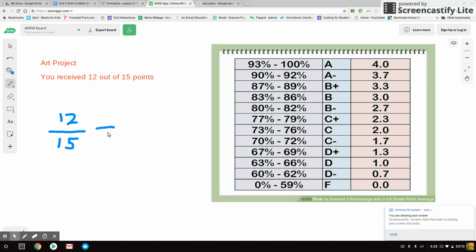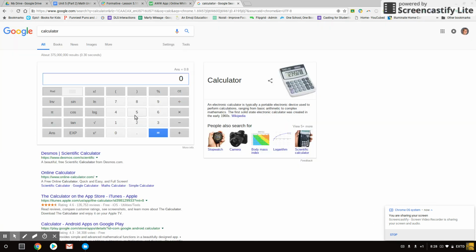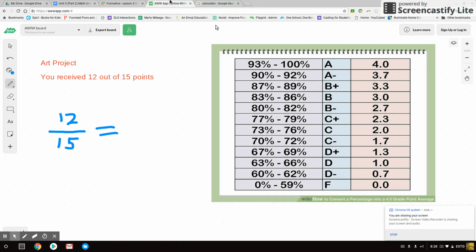To find my decimal number, I need to take 12 divided by 15. So let's go back to our calculator. 12 divided by 15 gets me, oh, look at that, 8 again. I did not plan that. I got 0.8. I am going to move that 2 spots, giving me 80% again, which would give me a B minus again.